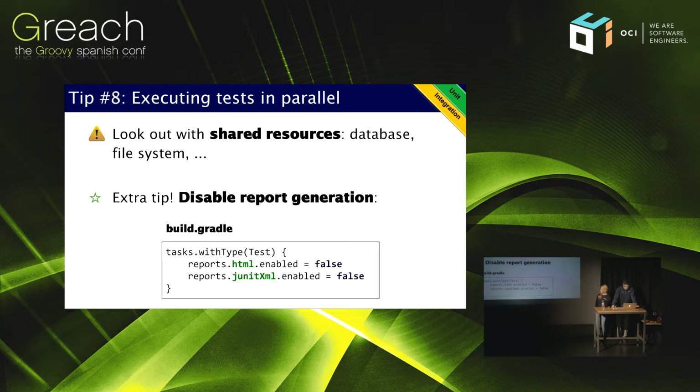So, in order to execute the tests in parallel safely, there shouldn't be a shared resource involved. For example, a database or the file system, you should take care with that. And this means that for integration tests, if you are using a persistent database, the tests may start failing.